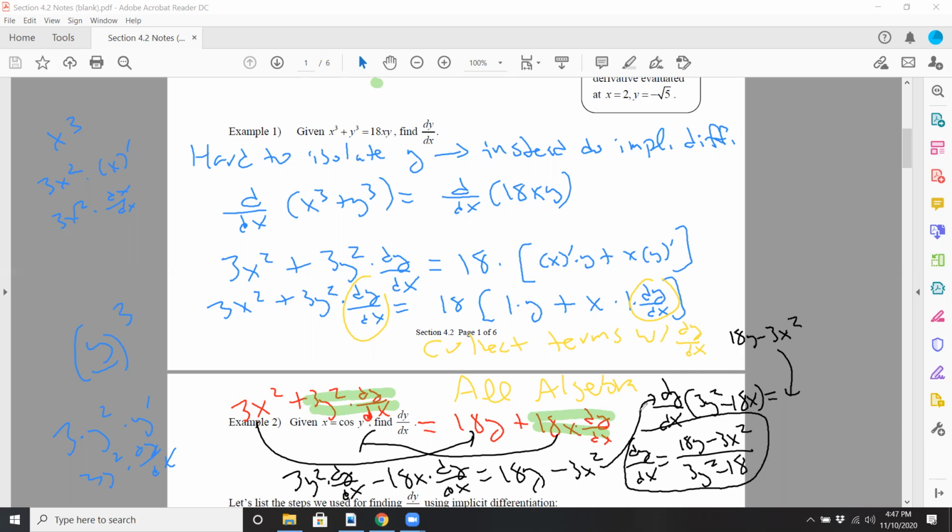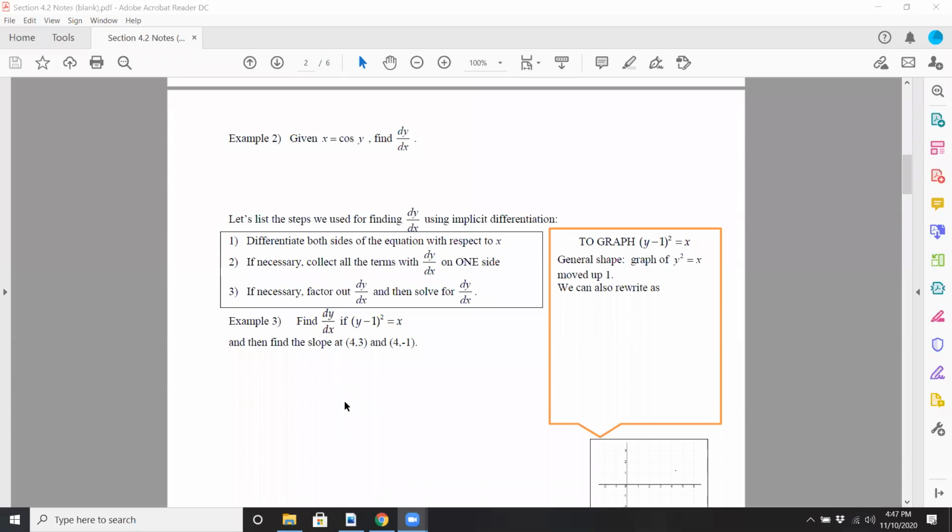So that's example 1. Let's try this again on page 2. So let's look at example 2. Here x equals cosine y. Now if you want, you could isolate y and call it y equals inverse cosine of x, but I've not taught you how to do the derivative of inverse trig functions yet. Actually, we're going to do that in December after we come back from Thanksgiving break.